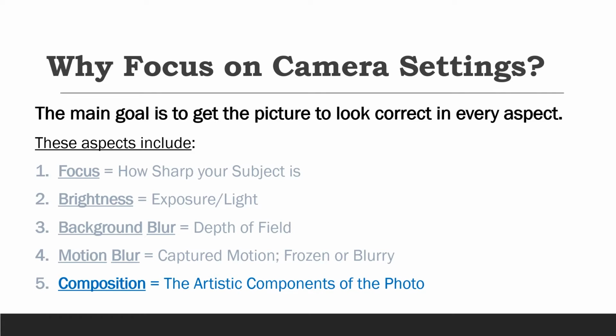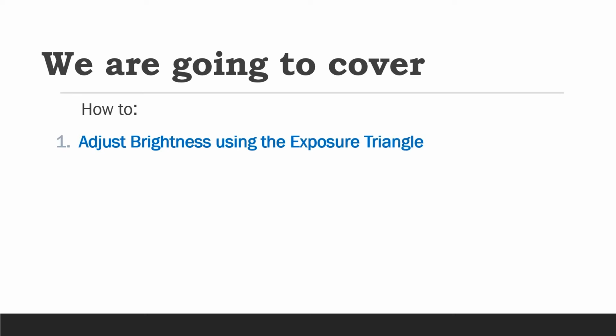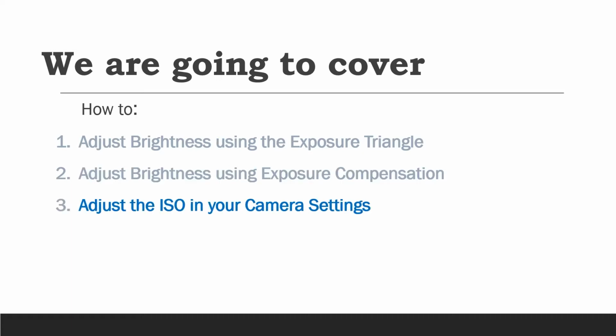There are of course other aspects to consider, but these are the main ones that you will adjust the most when taking photographs. You can always spend more time in auto mode on your camera, and we will talk more about auto mode functions too, but eventually you will want to start taking more control over your artwork. This is when understanding camera settings will come in handy, plus being able to manipulate the camera settings will further enhance your own creativity. So we are going to cover the basics of camera settings and camera modes, but today we are going to cover how to adjust the brightness using the exposure triangle, how to adjust brightness using exposure compensation, and how to adjust the ISO in your camera settings.